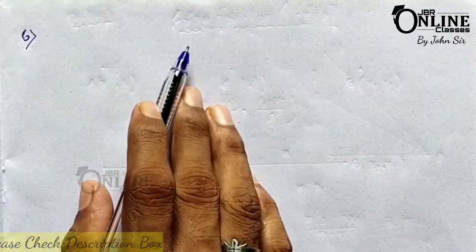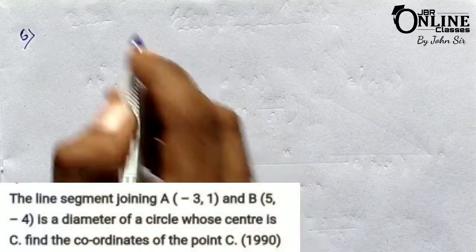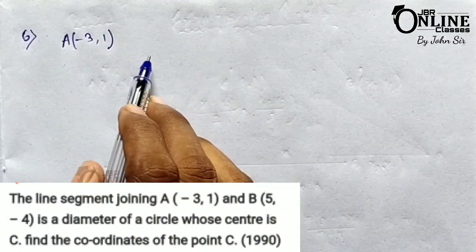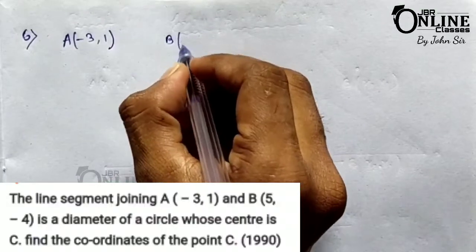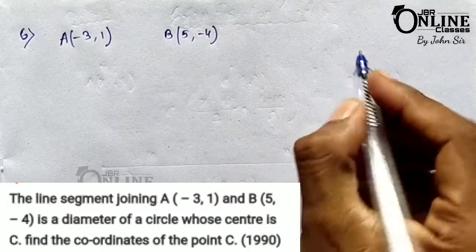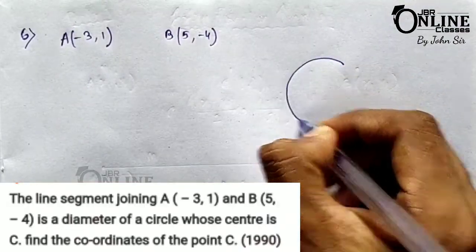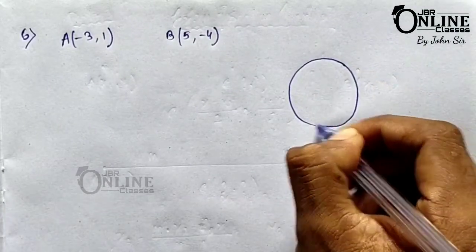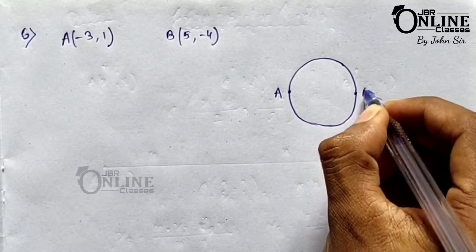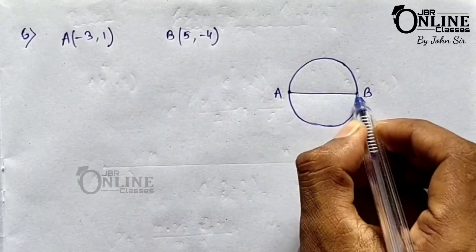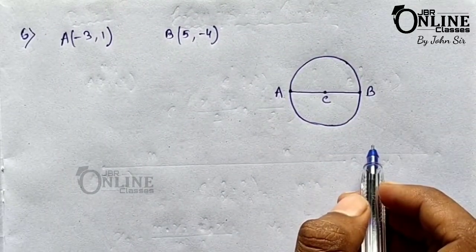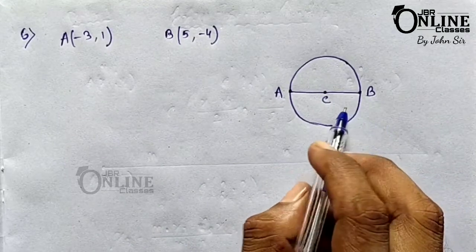In sum number 6, the line segment joining A(-3, 1), the coordinates of point A, that is equal to (-3, 1), and B, here B equals (5, -4), is a diameter of a circle. Okay, so suppose that is a circle, here point A and that is point B, which is a diameter of the circle. Now suppose C is the center. So the diameter of a circle whose center is C. Now find the coordinates of the point C.